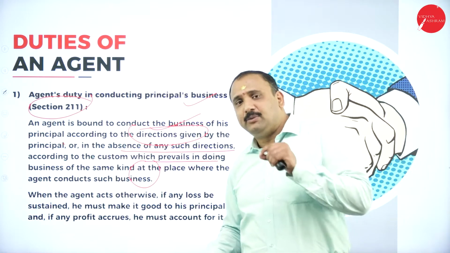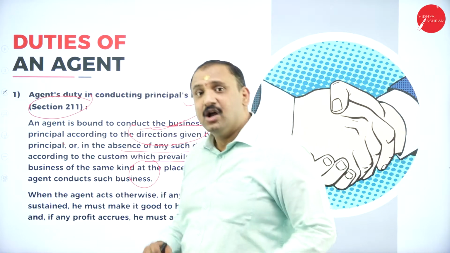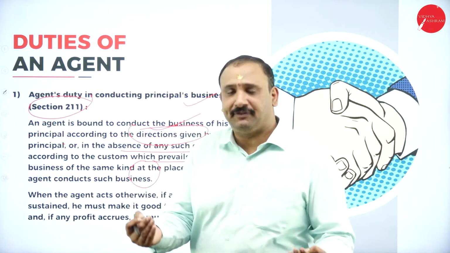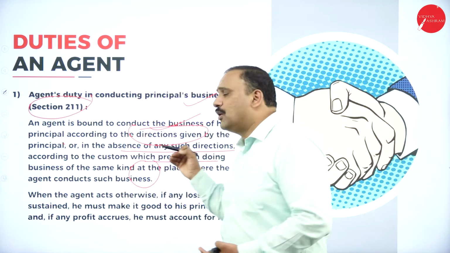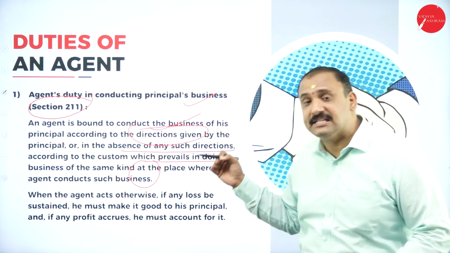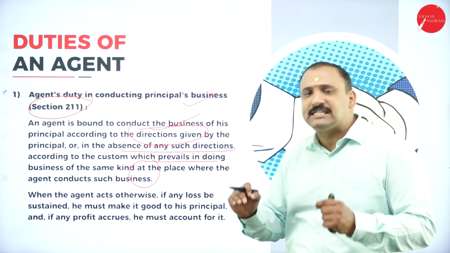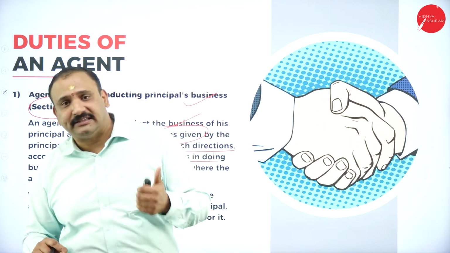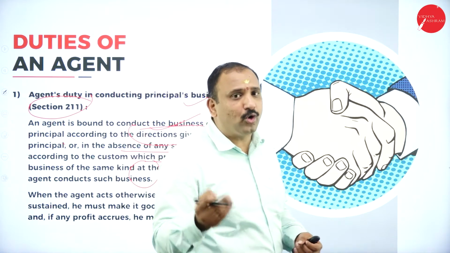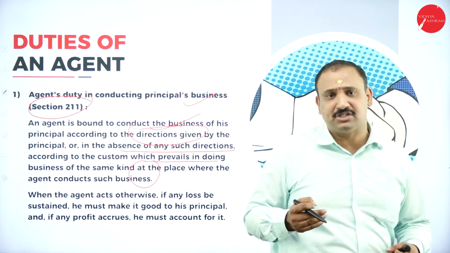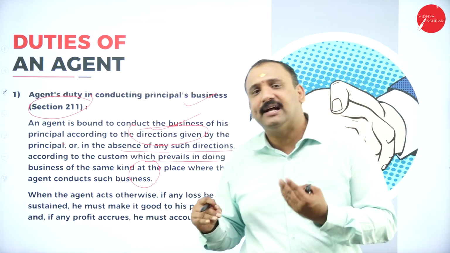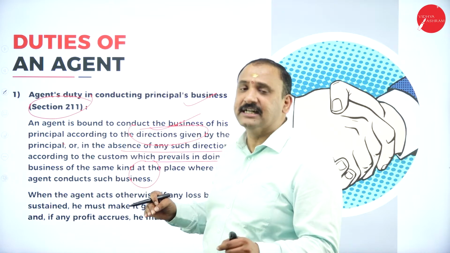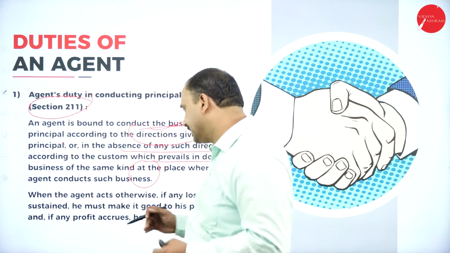So the principal will direct the agent and tell what needs to be done, how it needs to be done, and what the different factors are. All those things will be told by the principal to the agent. Suppose the principal is not there, then as a thumb rule, you need to follow the customs of doing that business. You cannot innovate your own ideas and do business here. Whatever has been instructed to the agent has to be followed.